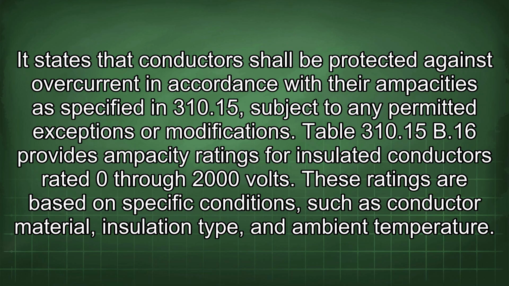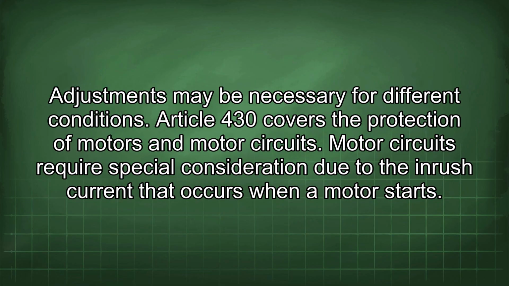Table 310.15(B)(16) provides ampacity ratings for insulated conductors rated 0 through 2000 volts. These ratings are based on specific conditions such as conductor material, insulation type, and ambient temperature. Adjustments may be necessary for different conditions.